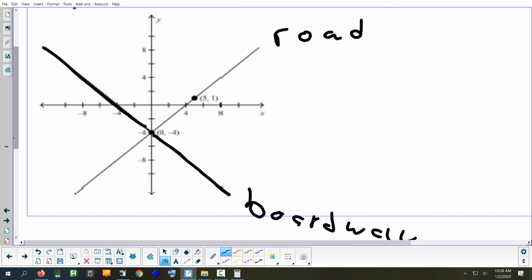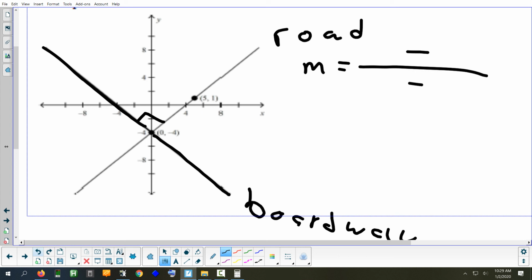So wait a minute, I have enough information. I can find the slope of the road. And then once I know the slope of the road, if I know it's perpendicular to the boardwalk, well then all I have to do is flip it and make it negative. So let's find the slope of the road first. And then that'll tell me the slope of the boardwalk. If I had another point on the boardwalk, like if they labeled that as a point, then I could use it. But they didn't label it, so maybe it doesn't exactly go through that point. All I know is the boardwalk is perpendicular to the road. So let's start with the road. Okay, so my slope.